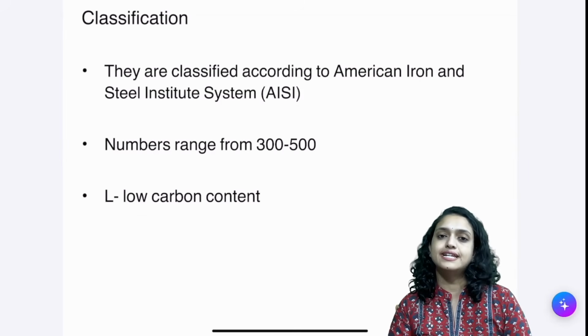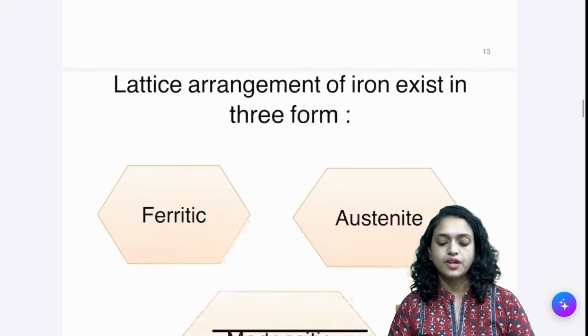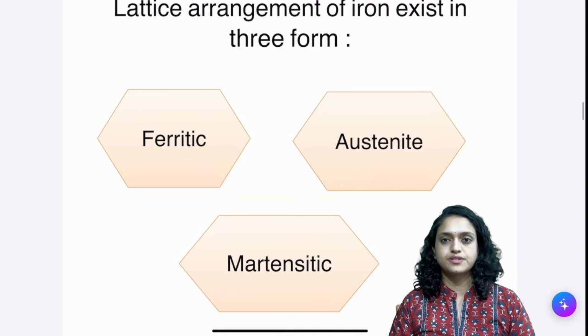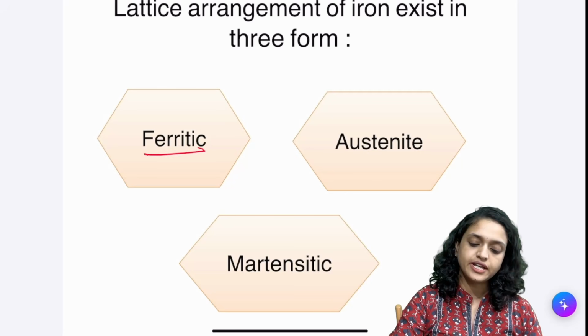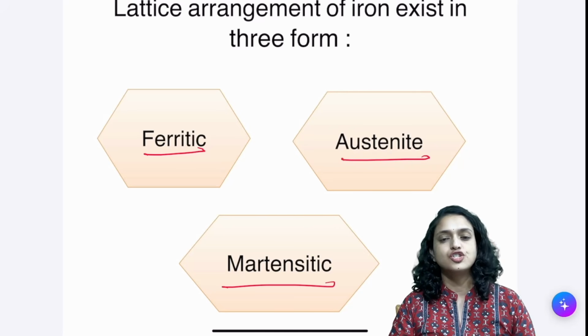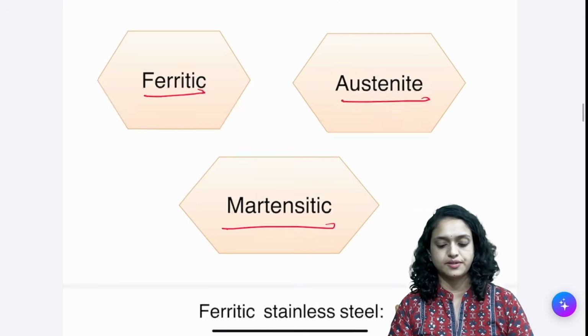This stainless steel can be classified into three types based on the structure: ferritic, austenitic, and martensitic stainless steel. We will just see how they are different and what the applications of these three are.